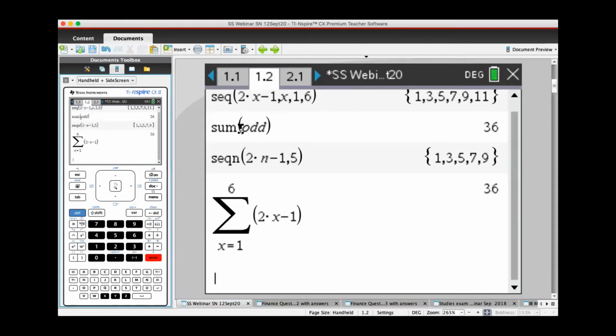So finding the sum of sequences can be done in different ways. This is the best way you can do it, because there's just one command. You don't have to remember any other extra parameters that go with the command. So some students may prefer to use the summation, the sigma notation. All right.